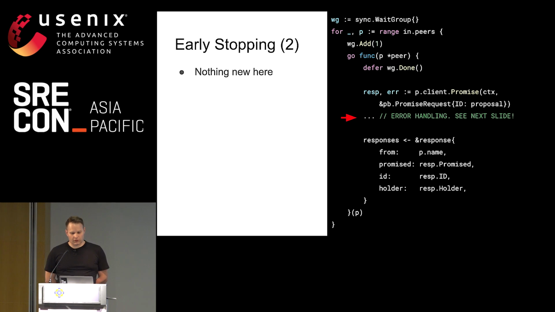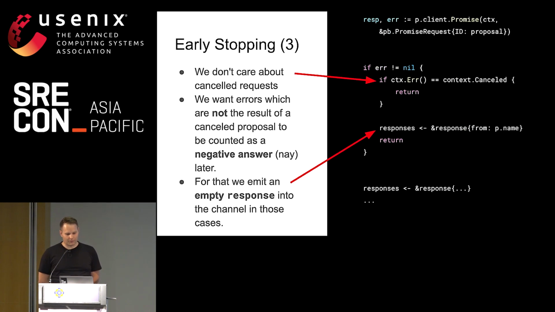We still call the RPC and we still put the response in the channel, but the error handling changes a bit. And that is, the error now could be a general error, like something went wrong, I don't know, the network is down, whatever. And those types of errors we would like to count as a no. But it could also be that the context has been cancelled because in some other path of the program we decided we got a majority and we are not interested in the answer anymore.